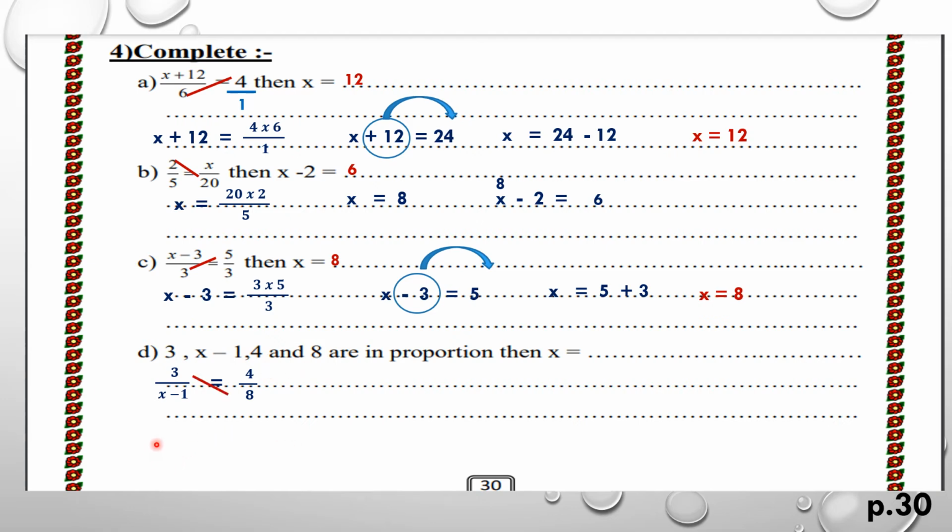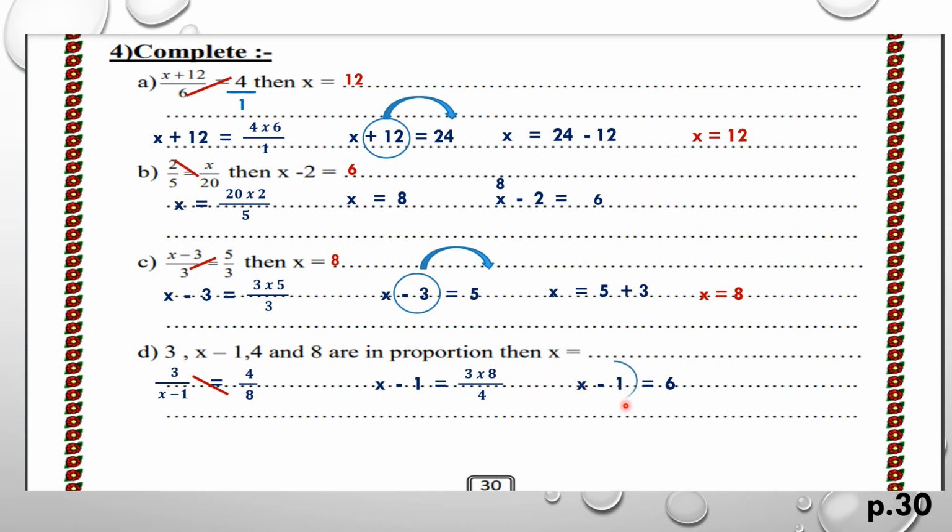Now, do we have a completed cross? Yes, we have. 8 and 3. So, x minus 1 equals 3 times 8 over 4. So, calculate 3 times 8 over 4 on the calculator. The result will be 6. So, x minus 1 equals 6. We need to find the value of x alone.